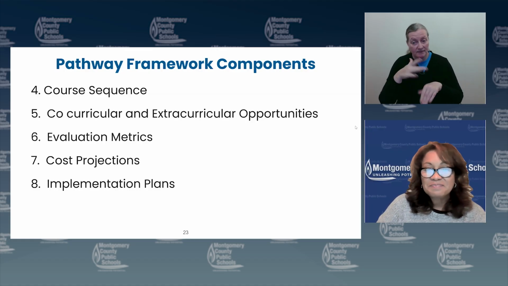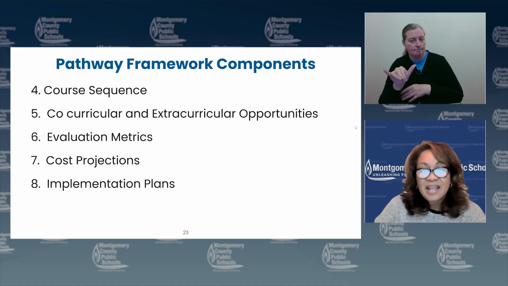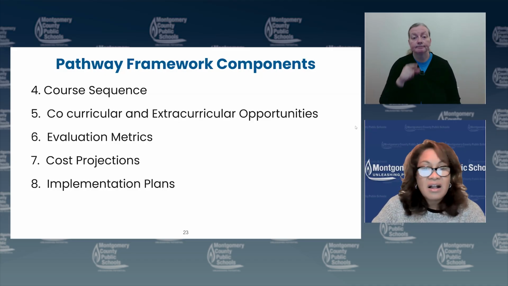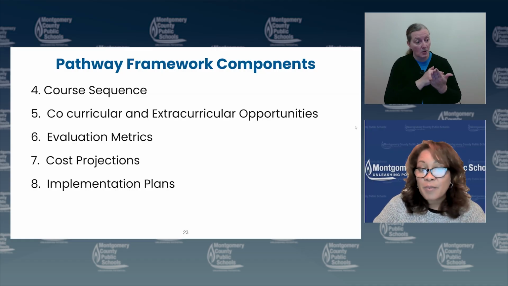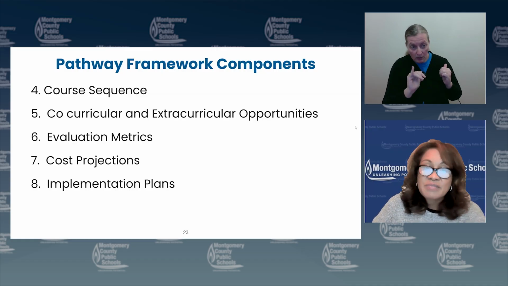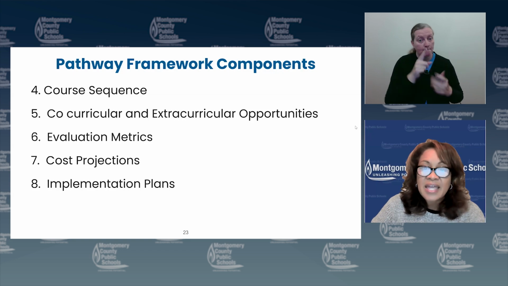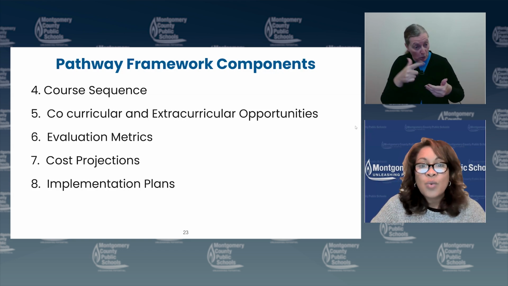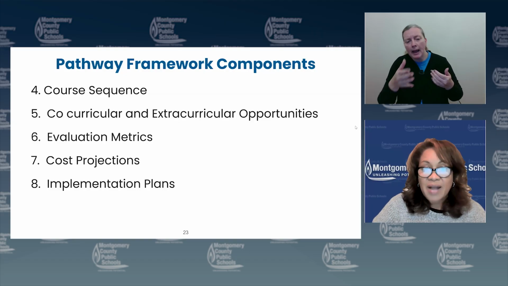Next slide, please. The pathway framework has a variety of components. We have our course sequence. We have our co-curricular and extracurricular opportunities. We have evaluation metrics, cost projections, and implementation plans. All of these pieces are really important when it comes to a program.